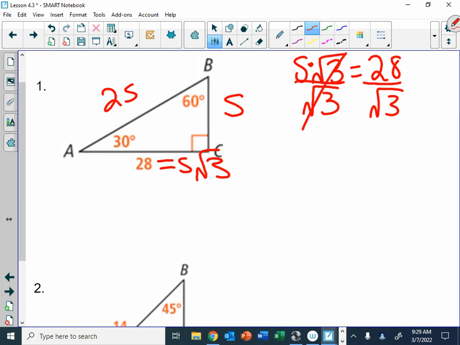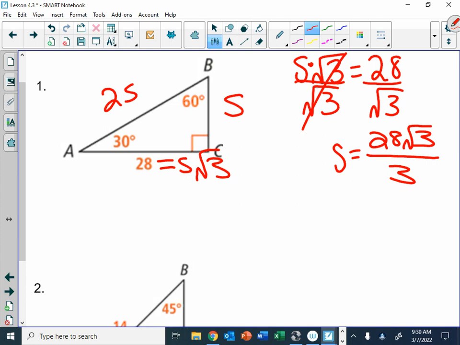This is where your calculator comes in handy. You're going to get a nasty fraction. Say 28 divided by the square root of 3. Are we doing fraction or decimal? Leave it as a fraction. Should be something gross. 28 square root of 3 over 3? Yep. Is that what you got? Yeah. Okay, if you do not get that, I need to know.